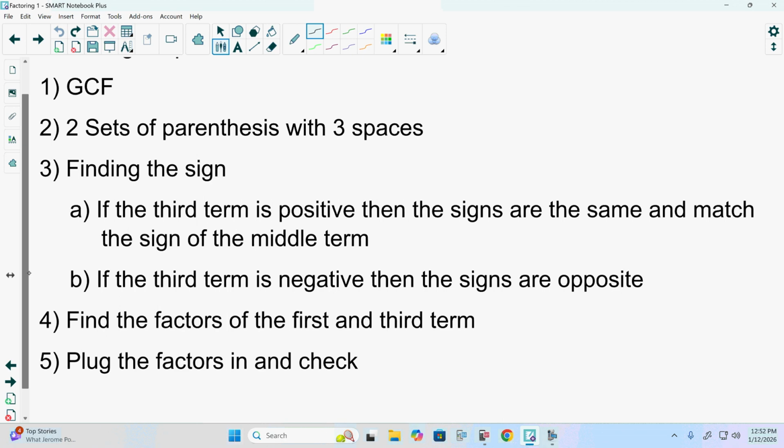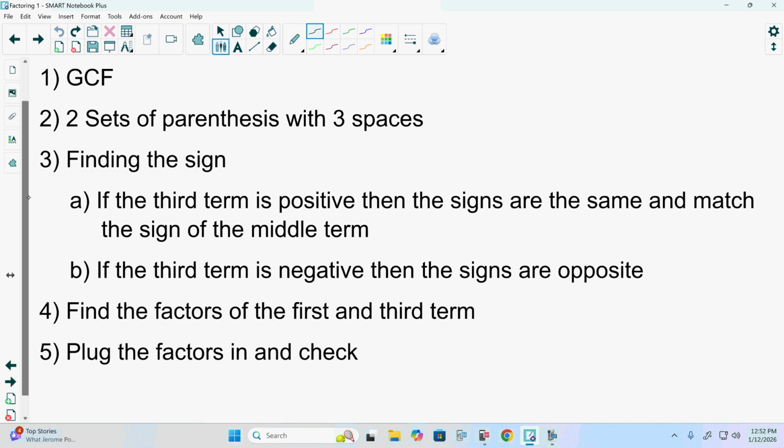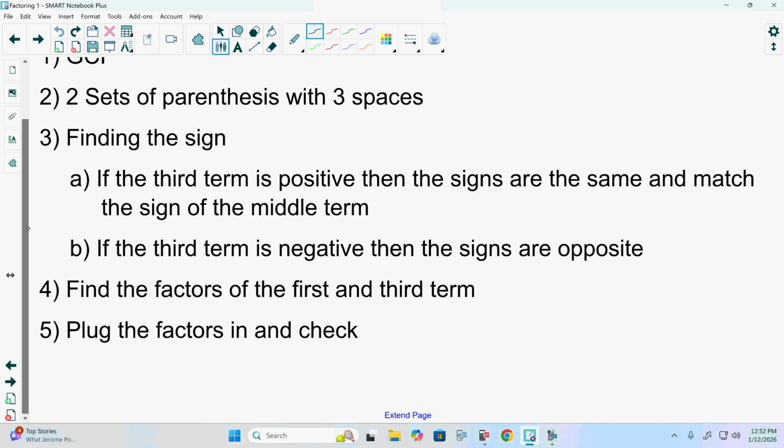Our first main step is greatest common factor. If there isn't something in common with all the terms, we need to factor it out because it's just going to make it easier to factor and nicer on us. Step 2, 2 sets of parentheses with 3 spaces. It's kind of just getting the problem set up. Step 3 is to find the sign. If the third term is positive, the signs are the same and match the sign of the middle term. If the third term is negative, the signs are going to be opposite. Step 4, find the factors of the first and third term. And lastly, we want to plug them in and check and make sure we have the correct factors.